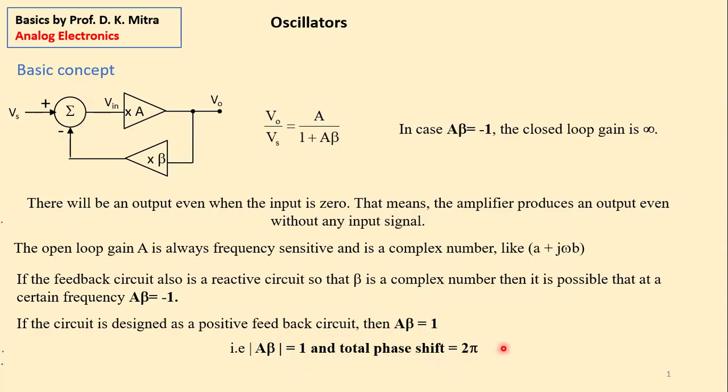Now, this condition was first studied by a scientist called Barkhausen. He has named it the Barkhausen criteria for oscillation: the magnitude of A beta has to be 1, and the total phase shift from here back to here has to be equal to 2 pi. This is called the Barkhausen criteria of oscillation.